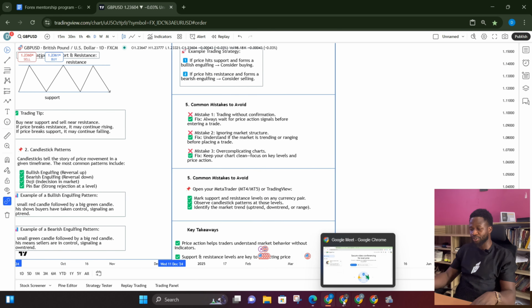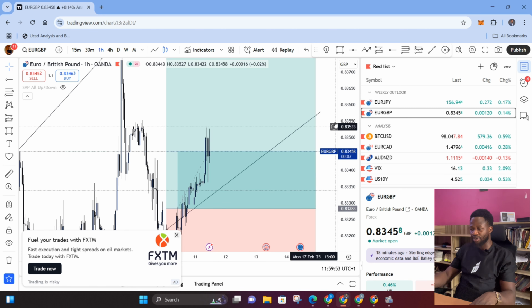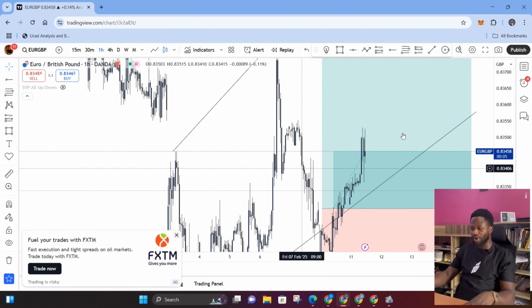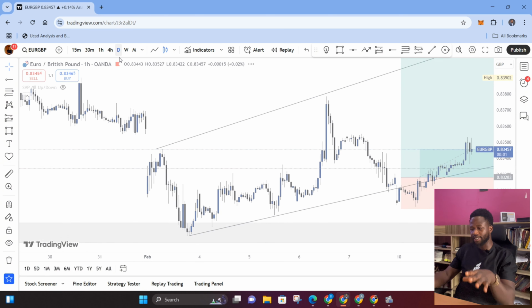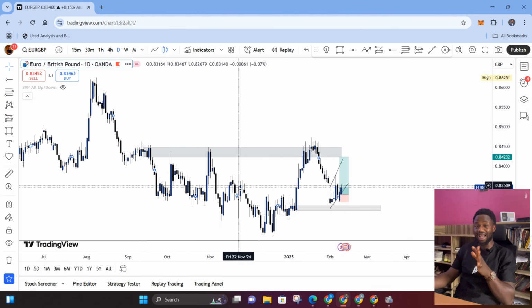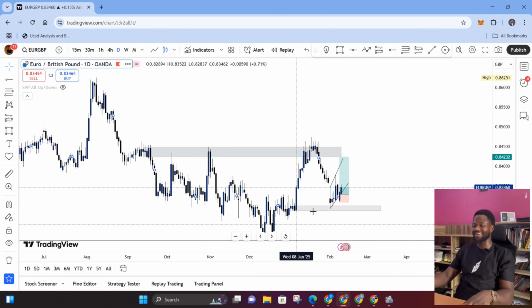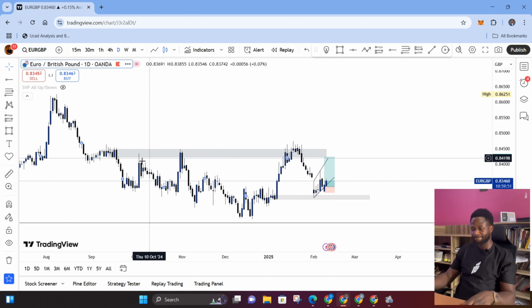Let me show you my current trade. So look at what I have here. This is the trade that is going well for me the most this week, the Euro GBP. Let me go to my daily time frame. I can brag about my chart because usually I keep it clean. All right, so we have this.